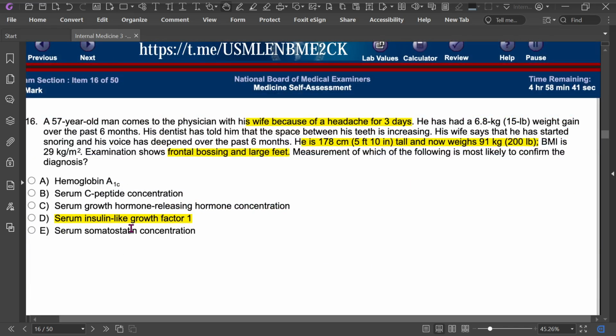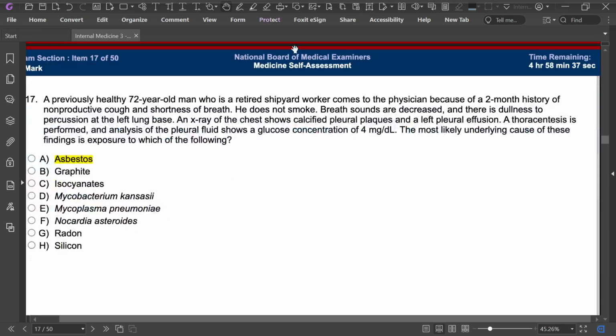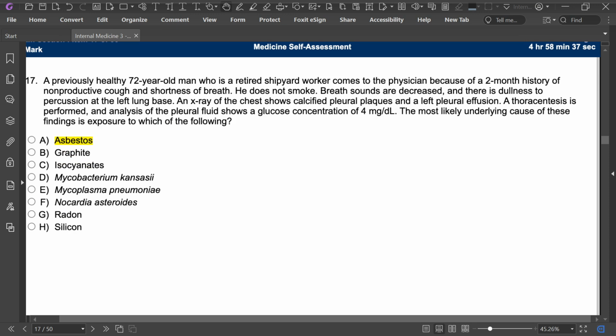In acromegaly, we know that serum IGF-1 should be done. If the diagnosis is clinical, surgical resection is the preferred treatment. If surgery cannot be performed, a somatostatin analog such as octreotide, and a growth hormone receptor antagonist like pegvisomant, can be used.